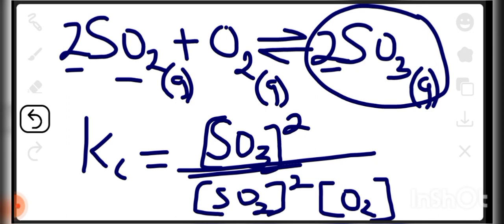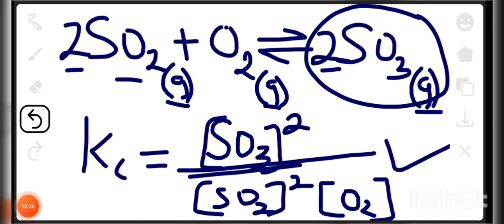Then you now check. Do you have any solid or liquid? No. Everything is in gaseous state. So this is the equilibrium constant for this given chemical reaction. Now let's look at another one. Ensure you understand this.